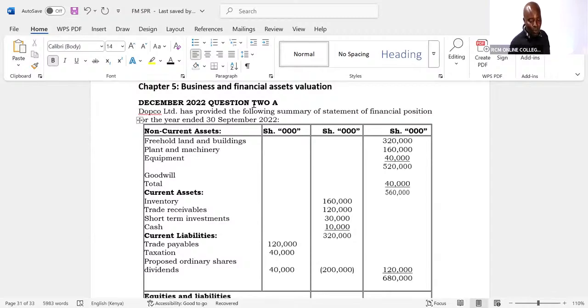So December 2022, question number 2A, you'll allow me to read. DL Limited has provided the following summary of statement of financial position for the year ending 30th September 2022. So we're given here non-current assets. You can see we have freehold land and buildings, plant and machinery, equipment. We have goodwill totaling to 560,000. Our current assets are totaling to 320,000. You can see our current liabilities, they are coming to 200,000. Those are current liabilities, all right?